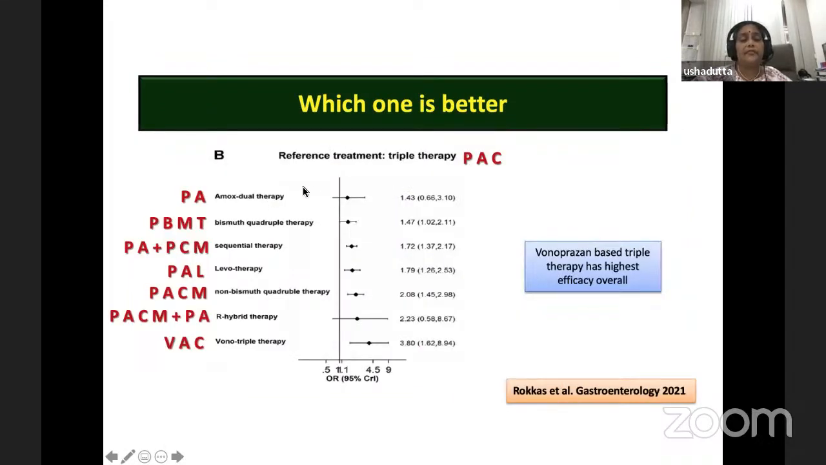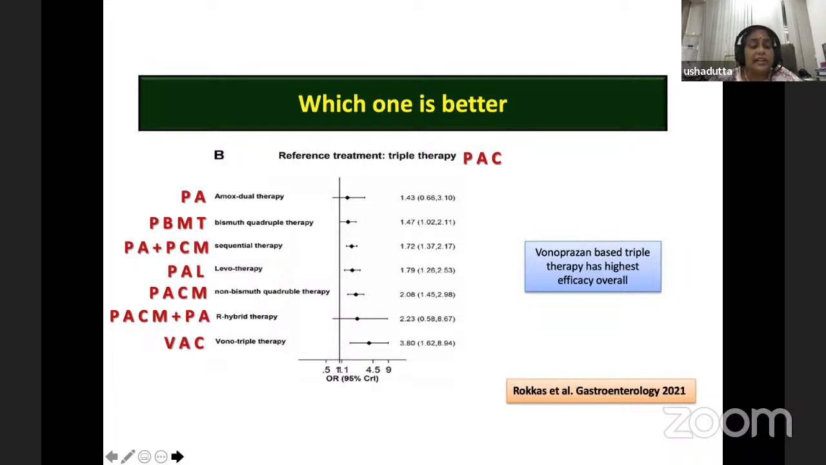Which one is better? If we see, the base drug combination is PAC, that is PPI, amoxicillin, clarithromycin. Compared to this base, PPI and amoxicillin is 1.43 times more efficacious. Bismuth quadruple therapy is 1.47 times more efficacious. Sequential therapy is 1.72 times more efficacious. The non-bismuth quadruple therapy is 2 times more efficacious. There is an emerging role of vonoprazan, amoxicillin, and clarithromycin therapy, which is 3.8 times more efficacious than the standard triple therapy.